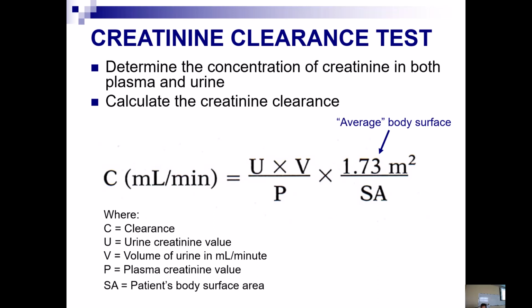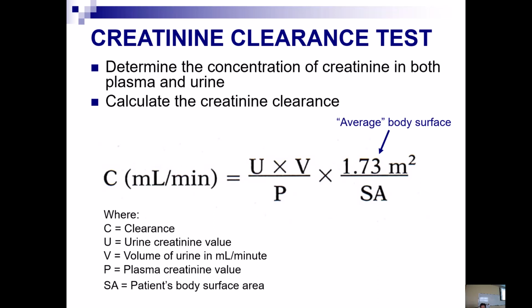So C is going to be the clearance. So the C equals the urine creatinine value times the volume of urine in milliliters per minute over the plasma creatinine value. And then we're going to multiply that by the average body surface area, 1.73 per meter squared, over the patient's body surface area.